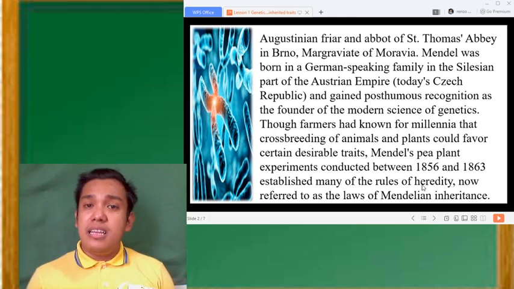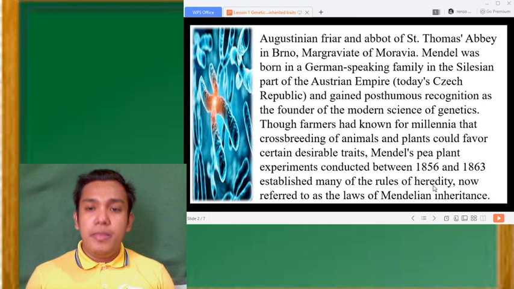Okay, Mendel, Augustinian prior and abbot of St. Thomas Abbey in Brno, Margravate of Moravia. Mendel was born in a German-speaking family in the Silesian part of the Austrian Empire, today known as the Czech Republic, and gained posthumous recognition as the founder of the modern science of genetics. We call him the father of genetics. True, farmers had known for millennia that crossbreeding of animals and plants could favor certain desirable traits.